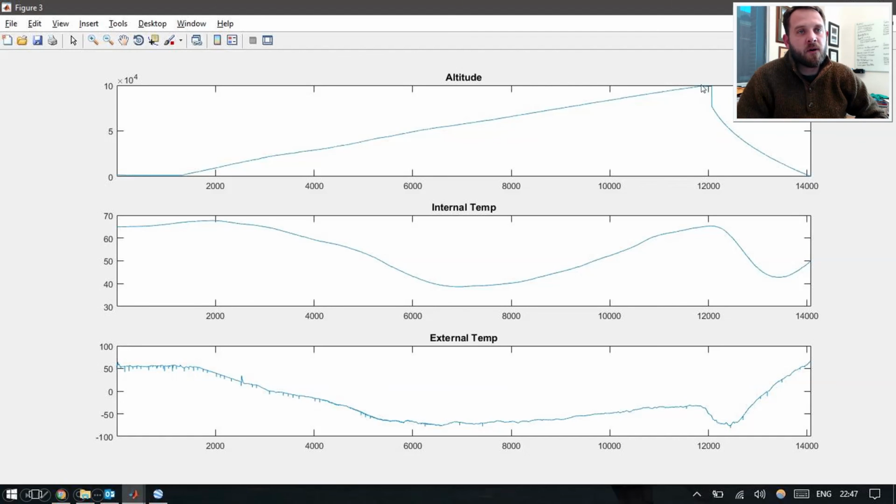Basically, the higher you go, you would think the colder it gets, which is the truth, except that inside the payload, because of the radios, because of the cameras, because of all the things that generate heat, because there is no convection in a near vacuum, there is no atmosphere to give the heat to. So inside the payload, we actually only got as low as 40, which climbed all the way back up to nearly 70 degrees.